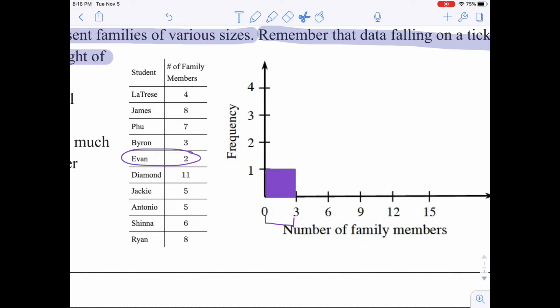All right, so the next bin should be filled with people who have 3 members in their family, 4 members, and 5 members. Like I said, if they have 6 members in their family, they belong in the next bin over to the right. So I'm going to find all the families that have 3, 4, 5 people. So Latrice, 1, Byron, 2, and Jackie, and Antonio. So that makes a count of 4.